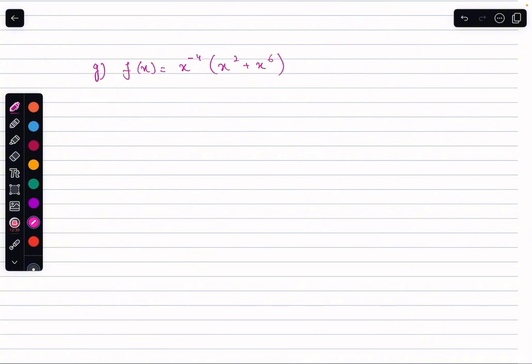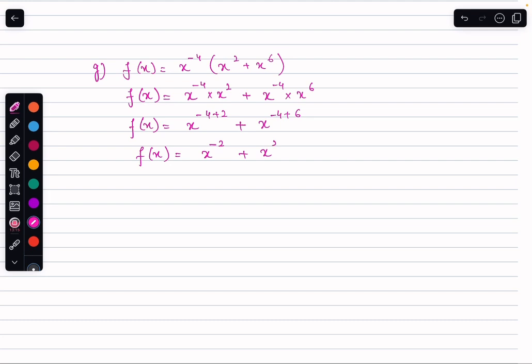So obviously, the first thing is to get the equation in the most simplified form, and here I can say it's x to the power -4, which shall get multiplied by x squared, and then plus x to the power -4, which shall get multiplied with x to the power 6, meaning the function equation can be x to the power -4 plus 2, and then x to the power -4 plus 6. So here my f of x shall be x to the power -2 plus x to the power 6 minus 4, giving me a 2.